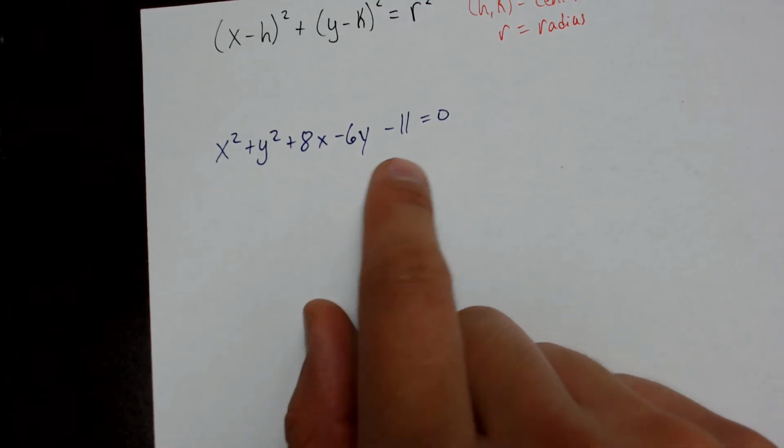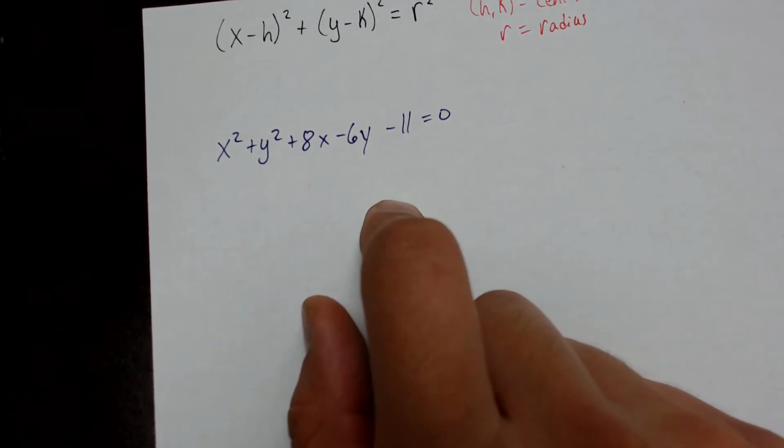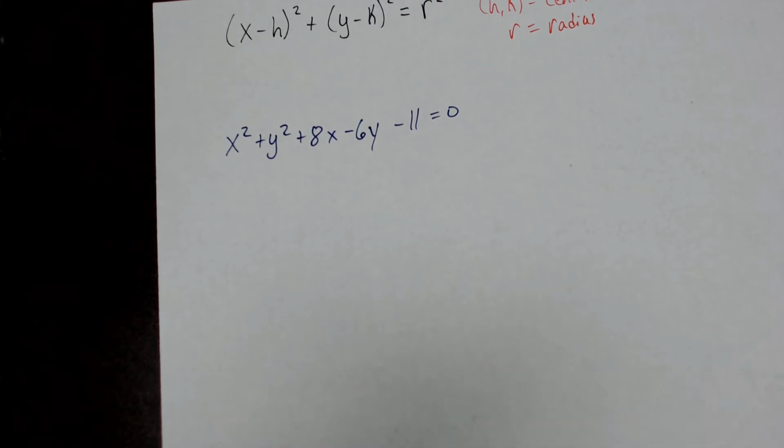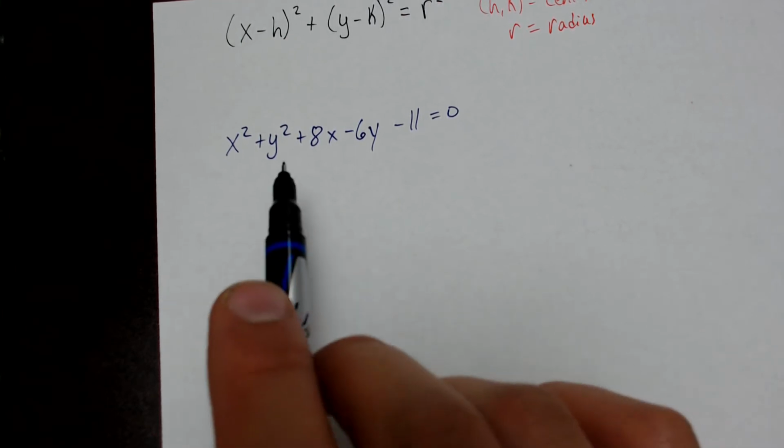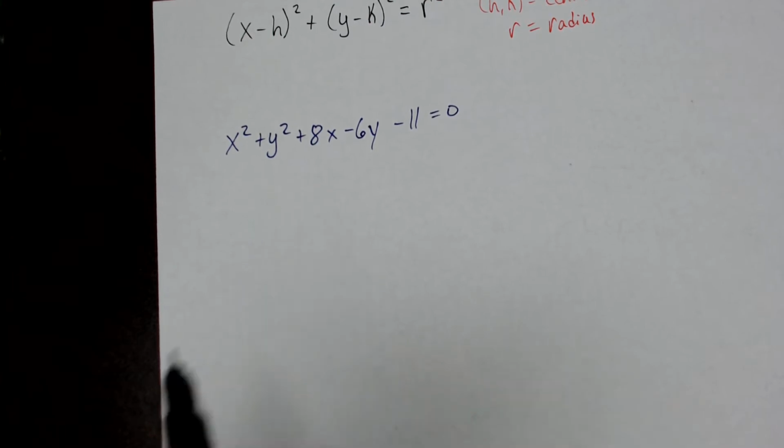So right now, this equation is not solved. It's not in standard form. We have to use complete the square. What makes this a little tricky, it's not hard, but a little bit tricky, is we actually have to complete the square twice on two different quadratics, all in one equation.